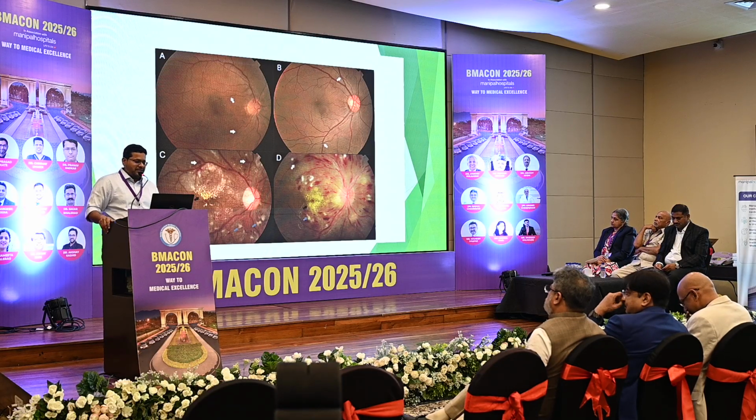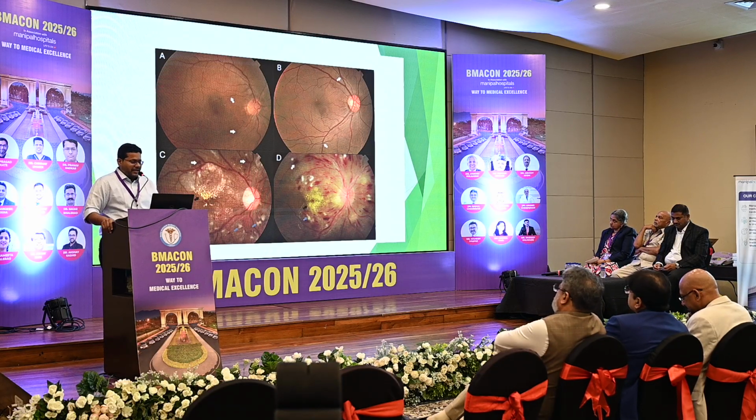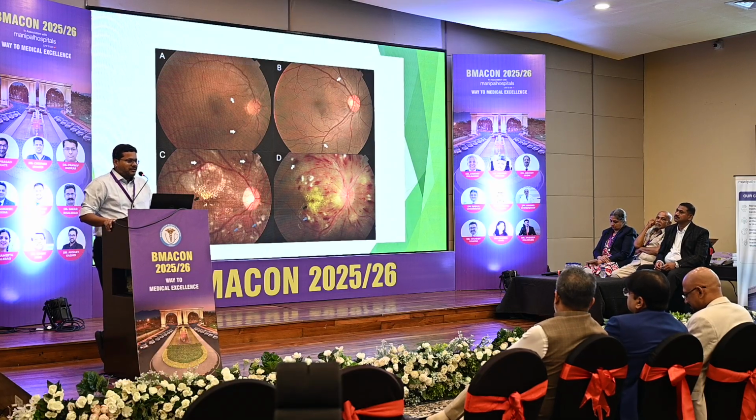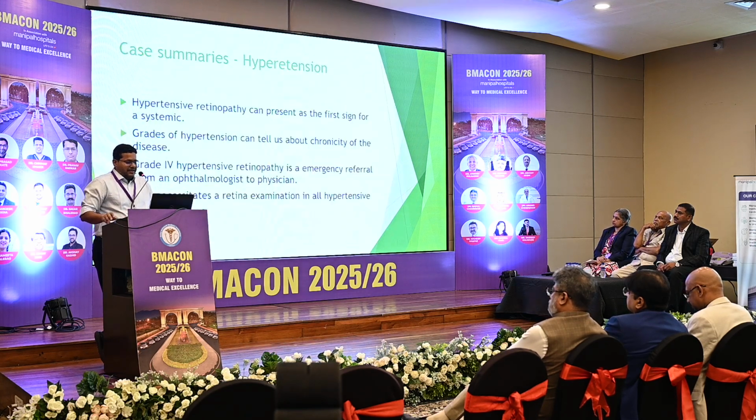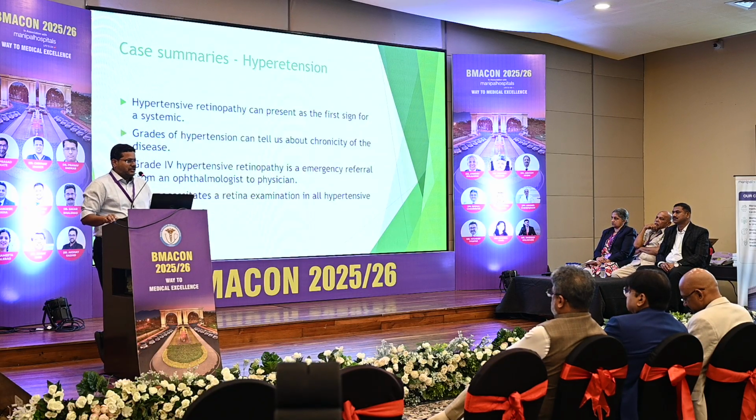So here are the 4 grades. I just summarized it. At the end, you can obviously see a lot of hemorrhages again in the retina. So eye examination, basically, all these cases tell you that hypertensive retinopathy can sometimes be the first sign of a systemic issue. The patient may not even have reached the general physician, and you can still diagnose it. The grades of hypertension can obviously tell you the chronicity of the disease. Grade 4 hypertensive retinopathy, as I told you, is an emergency. This necessitates a retina examination in all hypertensive patients.